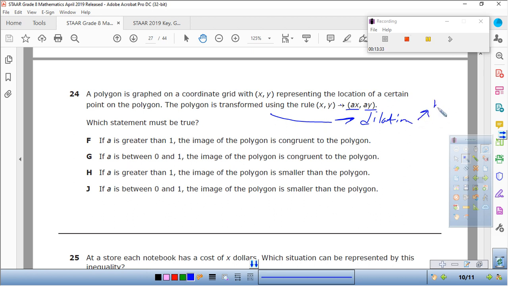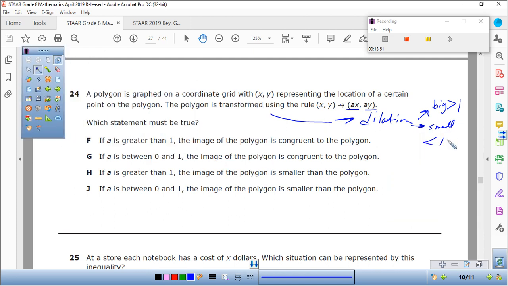Now, there's two things. It gets bigger, or it gets smaller. When does it get bigger, and when does it get smaller? It gets bigger if it's greater than 1. This other one happens if it's less than 1, but not really less than 1, it's between 0 and 1.